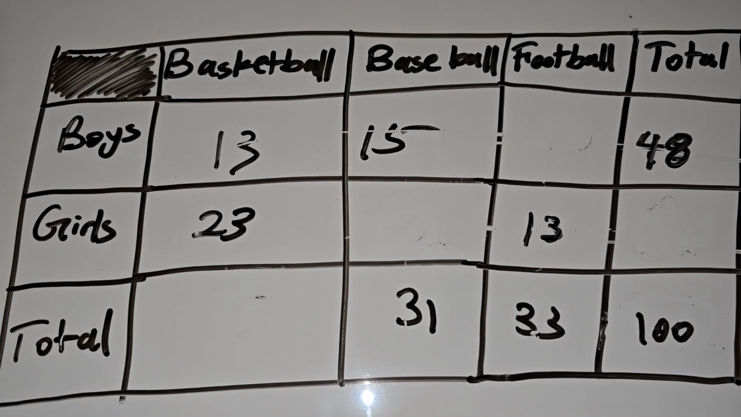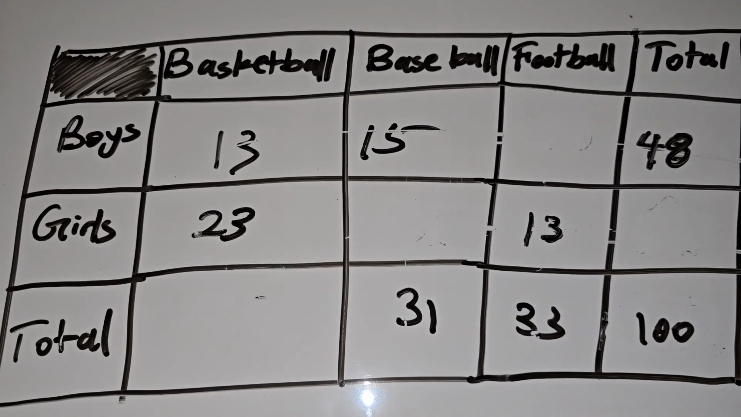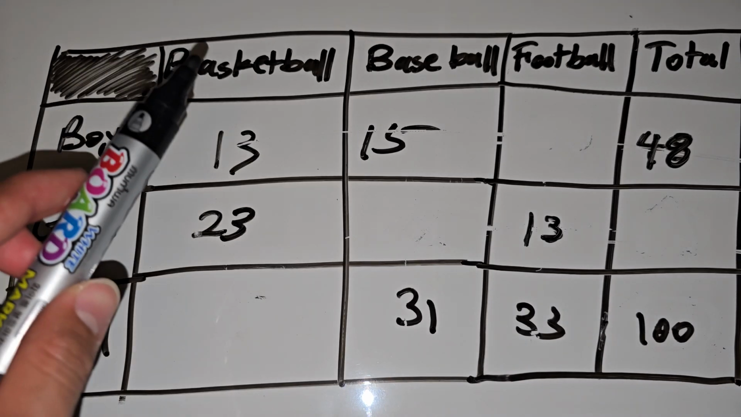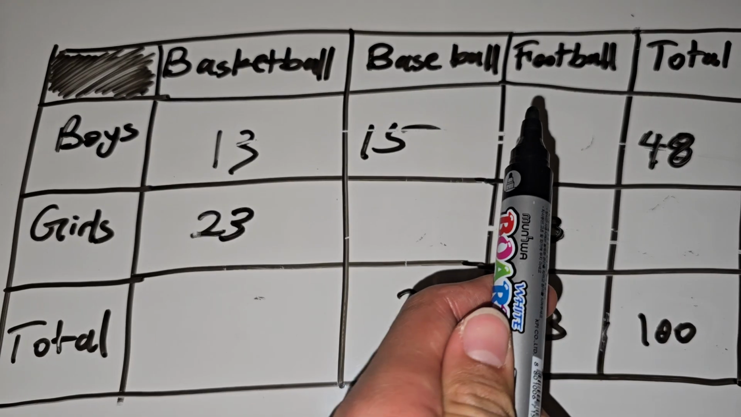Okay, so today I'll be teaching you about two-way frequency tables. On the side here, we've got boys and girls. And then on the top, we've got basketball, baseball, and football. So how many boys prefer basketball? 13. How many prefer baseball? 15. How many prefer football?